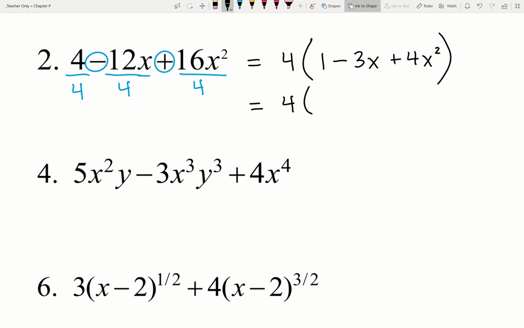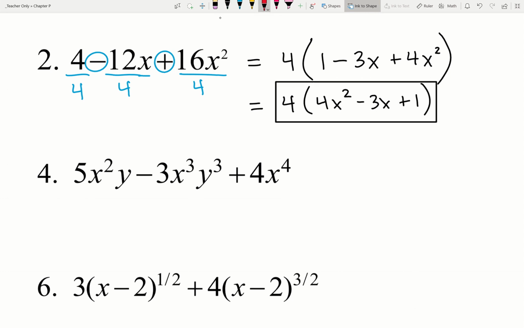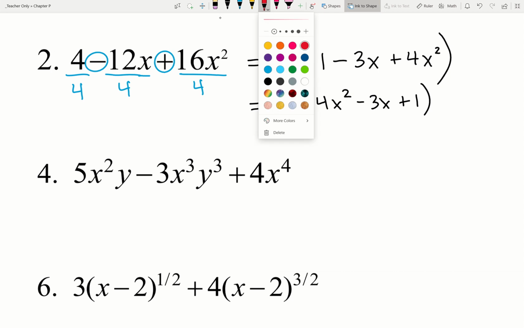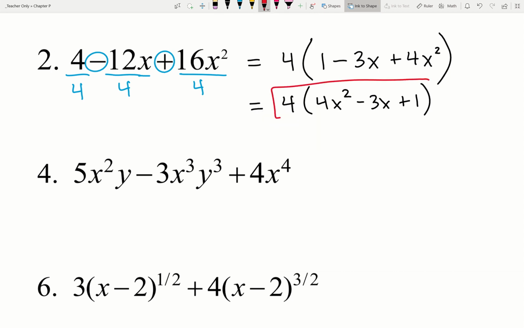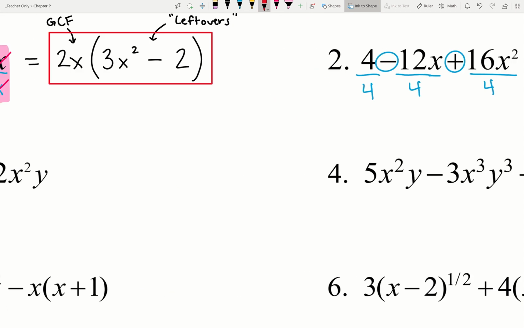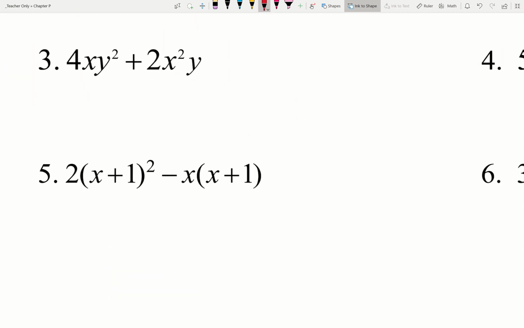This would be 4 times 4x squared minus 3x plus 1. Remember, we talked about standard form in the last video is when your polynomial is written with decreasing powers of x. Okay, so we start off with our x squared term, followed by our x term, followed by our constant. In this third example here, we have more variables, but nothing changes. We still identify here that we have 2 different terms, and we still want to look at what they have in common.